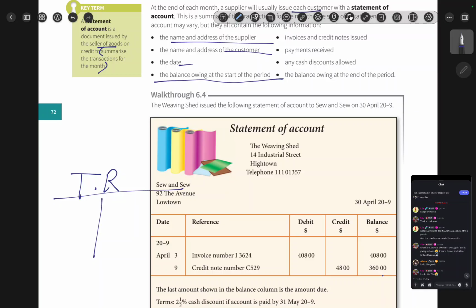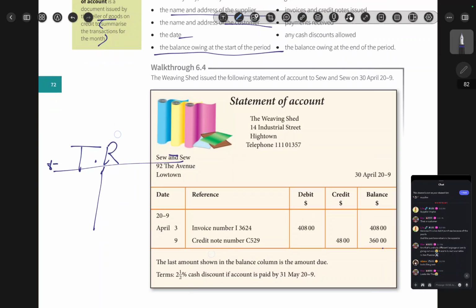Okay, so a customer is a trade receivable and trade receivables are an asset. Anything that comes on the debit side of any credit customer, because credit customers are trade receivables, will increase the amount they owe you, and anything coming on the credit side will decrease the amount they owe you.